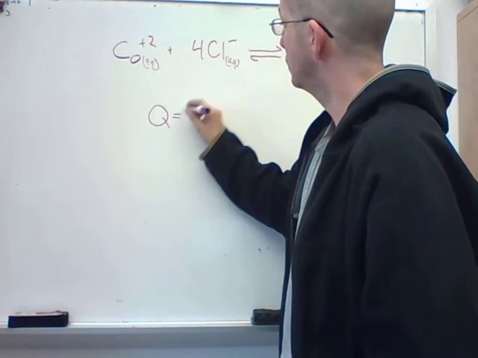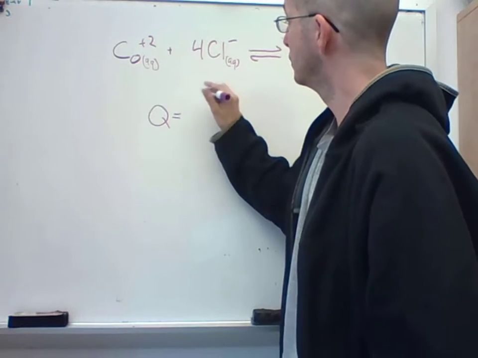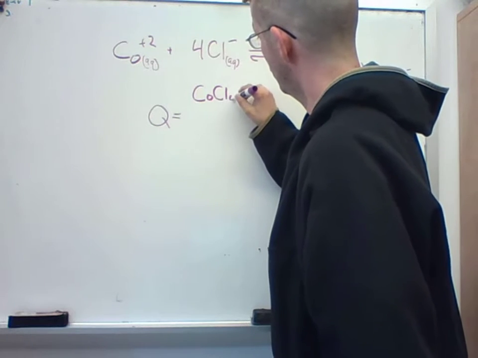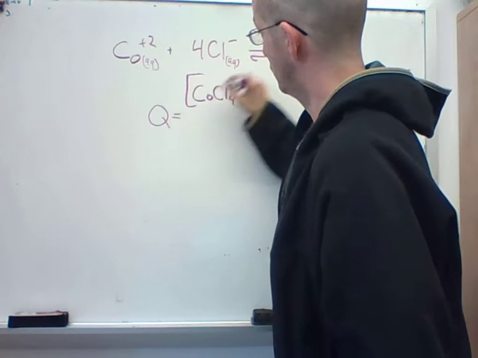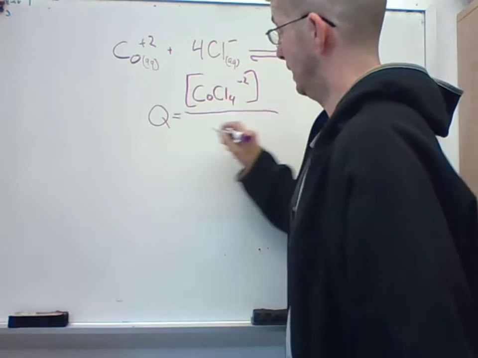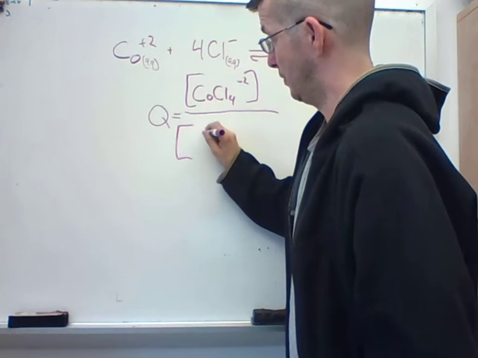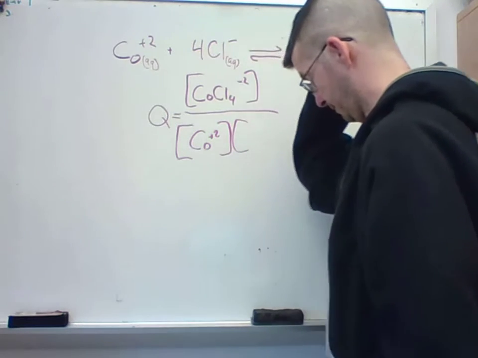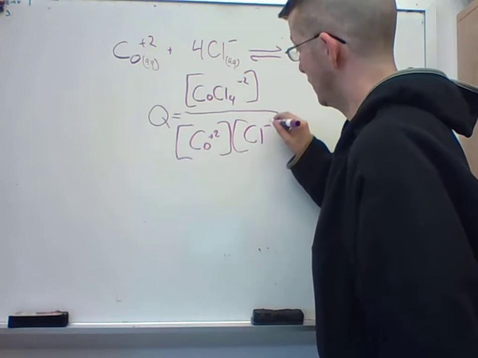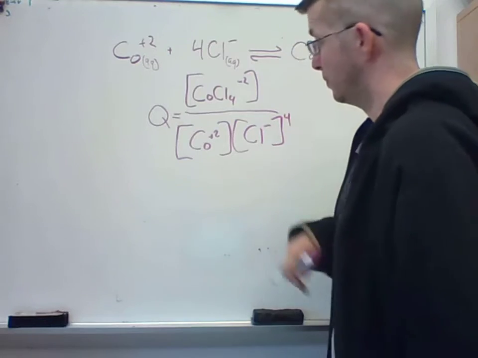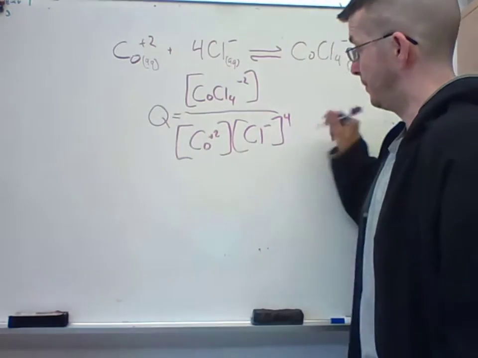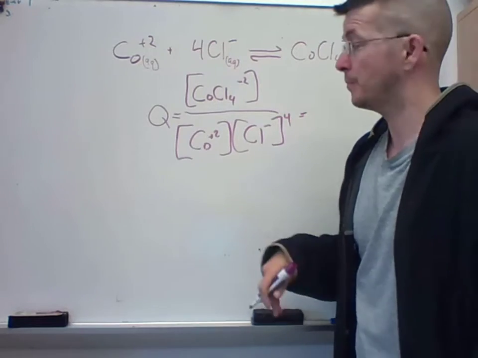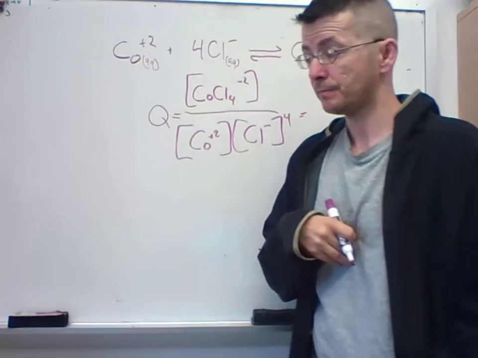Q, the reaction quotient, will be equal to products over reactants: the concentration of CoCl4 2-, raised to the power of 1, divided by the concentration of the cobalt 2+ times the concentration of the chloride ion raised to the 4th power. This will allow us to calculate a value for Q given concentrations.